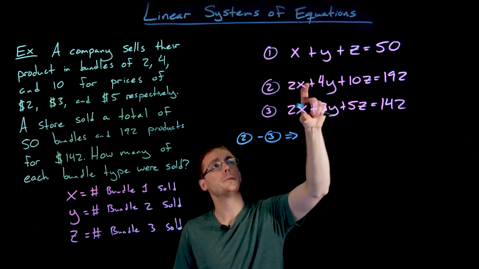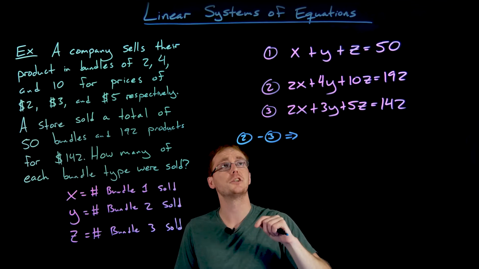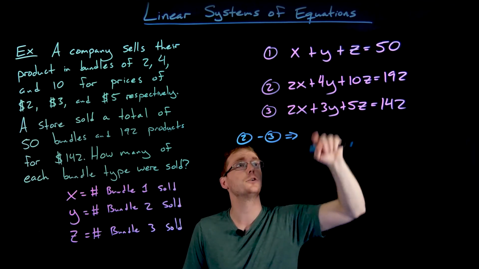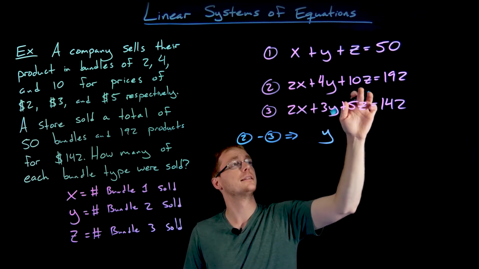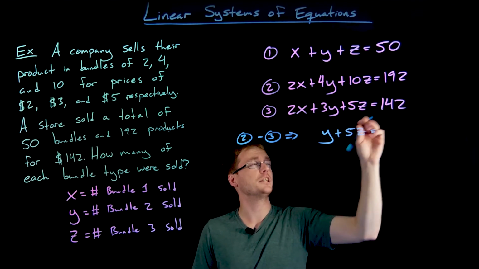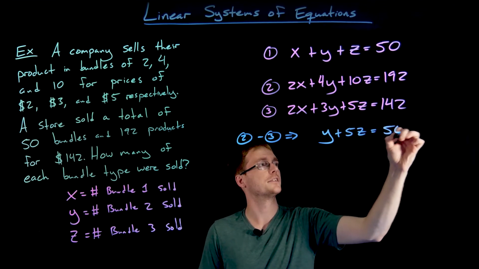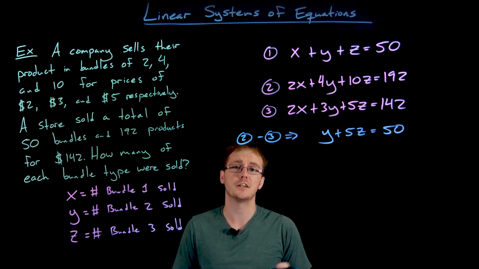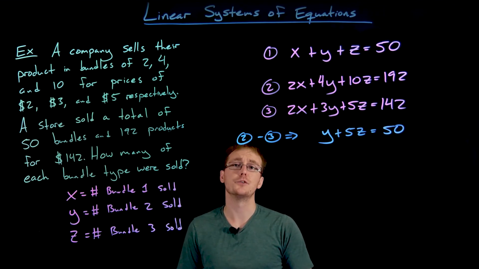And so one way to eliminate x from a pair of these equations is just taking equation 2 and subtracting equation 3 from it. So 2x minus 2x eliminates those x's. That's what we were hoping to do. 4y minus 3y leaves us with a single y. 10z minus 5z leaves us with 5z. And that's going to be equal to the difference between 192 and 142, and that's equal to 50. So this is going to be our fourth equation, or our first equation in our reduced 2x2 system. y plus 5z is equal to 50.